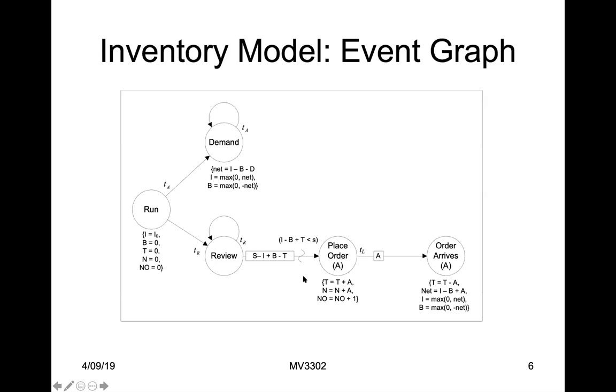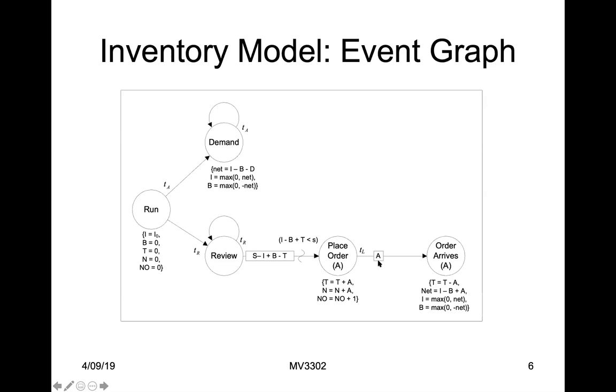Now, how much do we place the order for? Remember, at that point where we place the order, we want the net to be S. So if this is less than little s, we want big S minus our amount on hand plus the back orders minus the total amount that we have, and that's the amount that we place the order for. And then when the order is placed, we have the state transition, and we schedule the order arrival with a delay of lead time, passing the value A, which is the amount that has been placed.